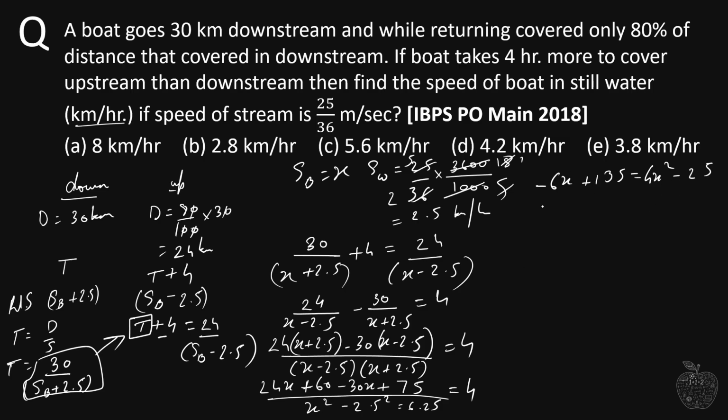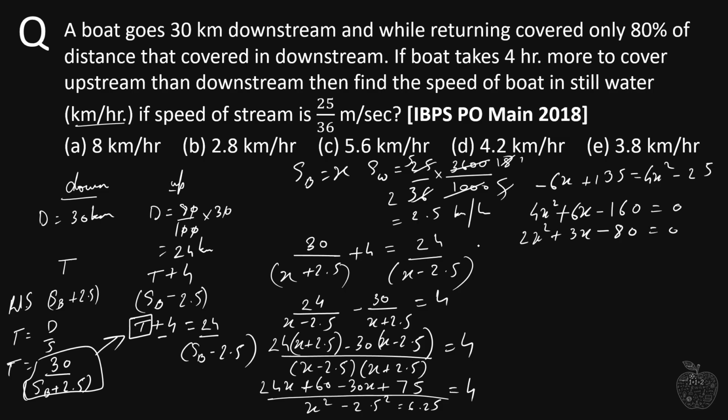Now let's take everything on one side. So we get 4x square, this minus 6x will go on the right hand side, so we get plus 6x, and minus 25 minus 135 will be minus 160 is equal to 0. Or I can say, dividing everything by 2, we get 2x square plus 3x minus 80 is equal to 0.